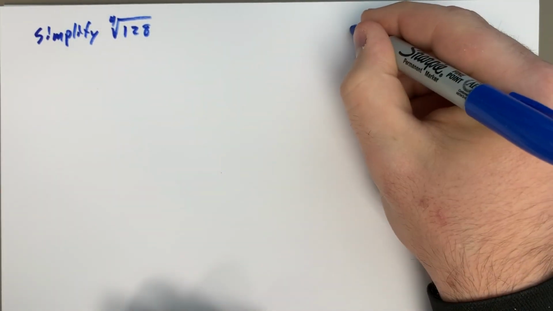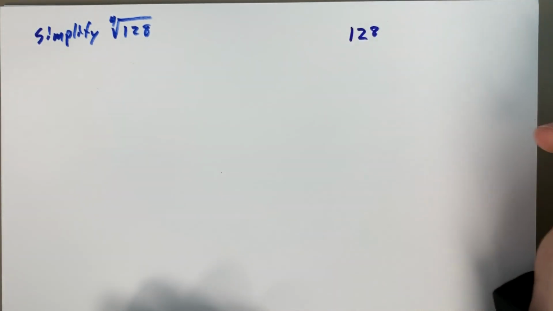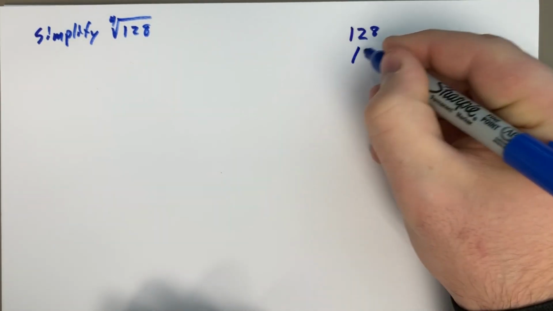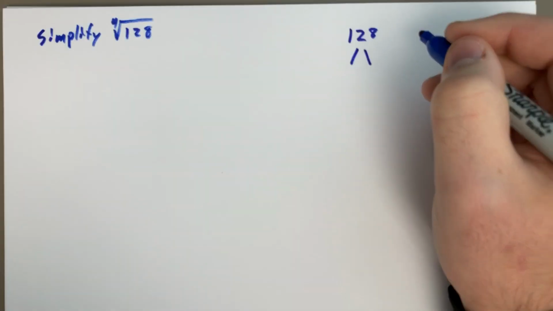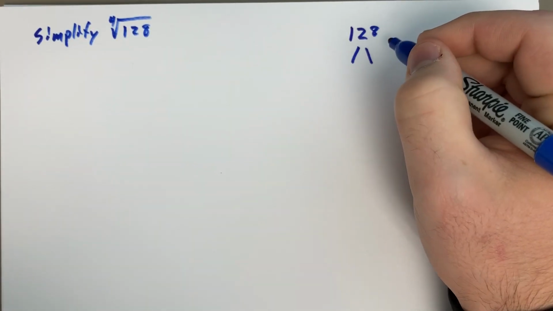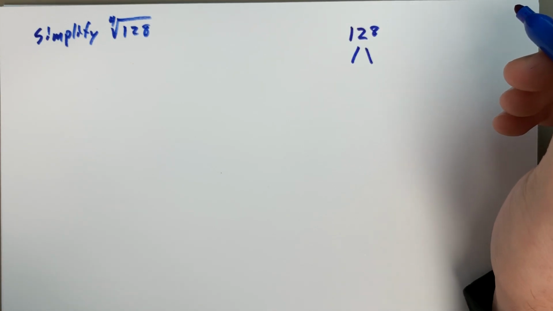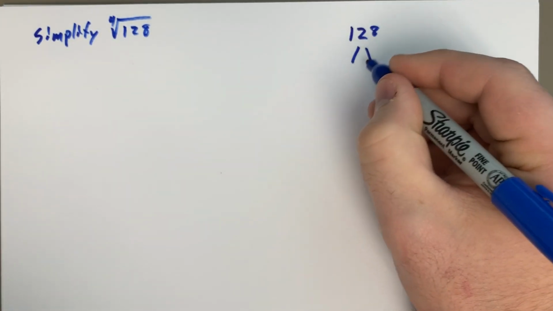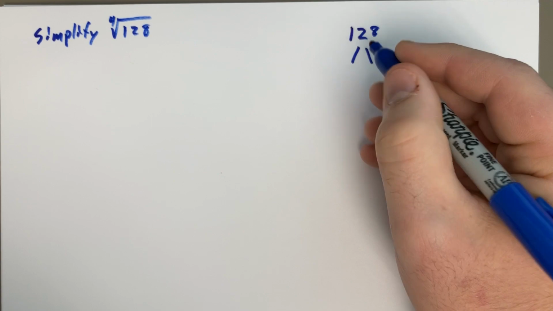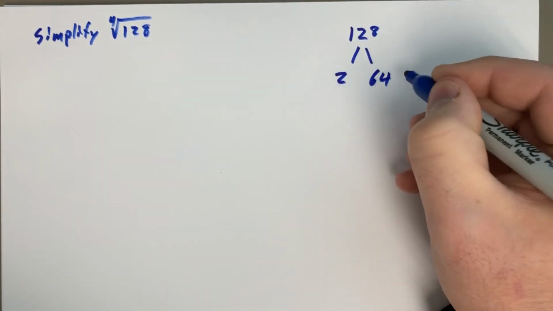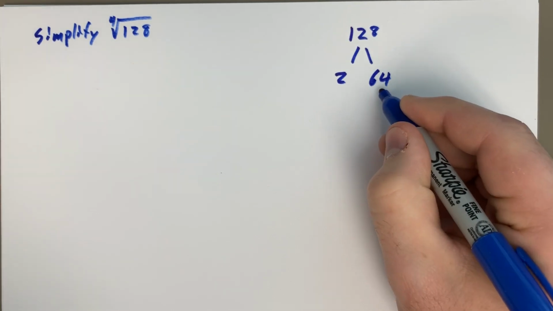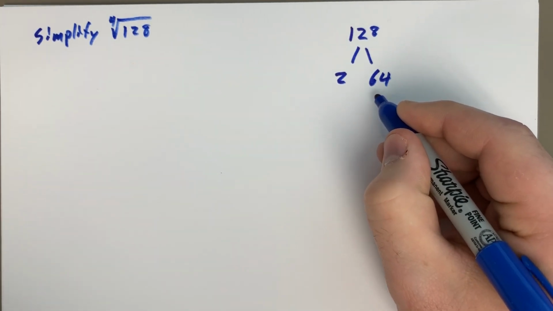So first thing we want to do is put 128 at the top of our factor tree, and then see if we can find two numbers that multiply to 128. If you see that your number is even, try dividing by 2. This makes your life a lot easier. So if you notice, if we divide this by 2, plug it into a calculator if you like, you get 2 and 64.